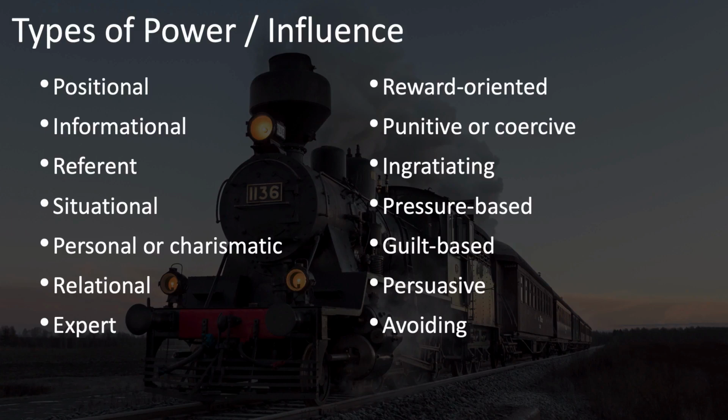Persuasive is more about your ability to provide rational arguments to help people see that a certain way of doing things is the right thing to do, or that certain resources, it makes more sense to have those resources on your project, and so on. Avoiding is an interesting one in which people can exert their power or influence by refusing to participate in some way, such as not attending meetings that are important meetings for the project.